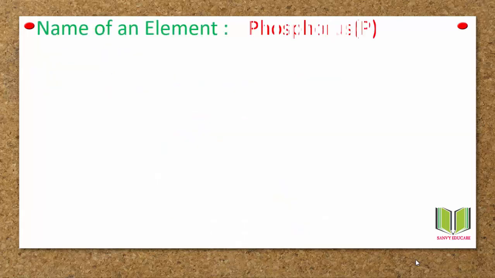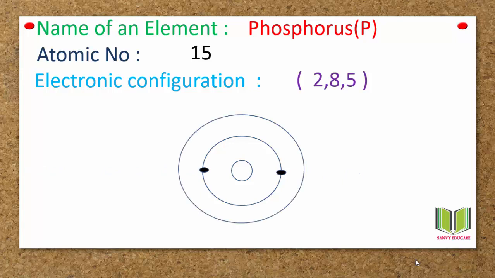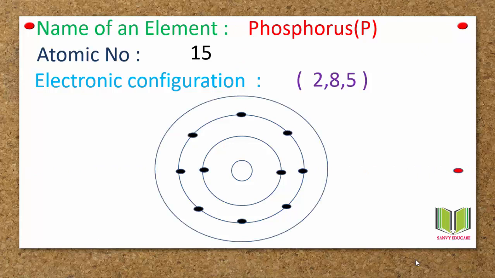New element we have phosphorus, that is P, atomic number 15, electronic configuration 2 8 5. In the first orbit there are 2 electrons, in the second orbit there are 8 electrons, and in the third orbit there are 5 electrons, 1, 2, 3, 4, 5 electrons in the outermost shell.